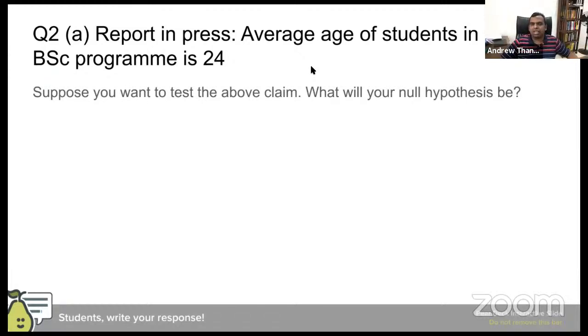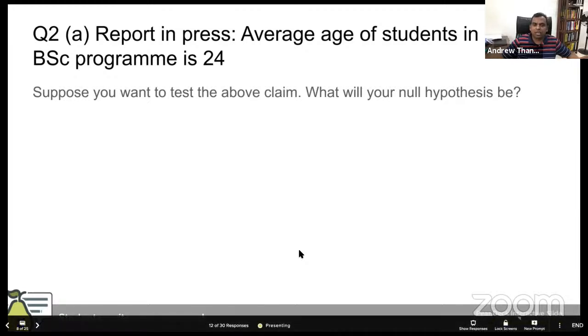So here there is a claim that the average age of students in IITM's BSc program is 24. So you're going to go and do a survey and ask people what their age is. So x1, x2, x3 till xn is the age of the n people you've got. And the typical assumption is that these are normal with mean mu, variance sigma squared. Let's take that. And then assuming something like that, what is your null hypothesis? You can of course assume any other distribution, doesn't matter.